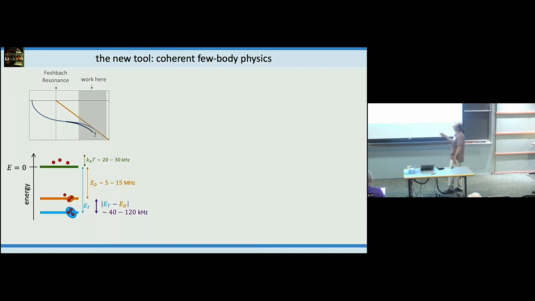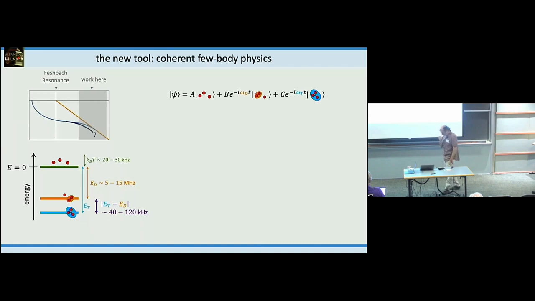It is allowed by some energy separation in our system. The thermal energy of atoms is about 20 to 30 kilohertz. The depth of this bound state of the dimer is about 10 megahertz. And the distance between the two energy levels that we can explore is between this thermal energy and the width of the pulse that we apply.